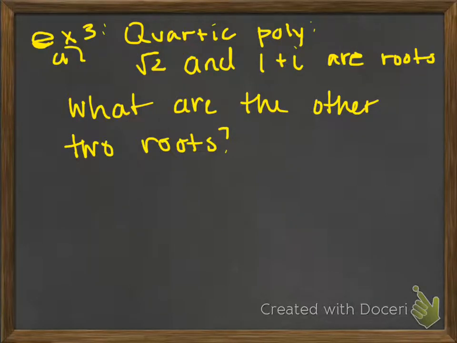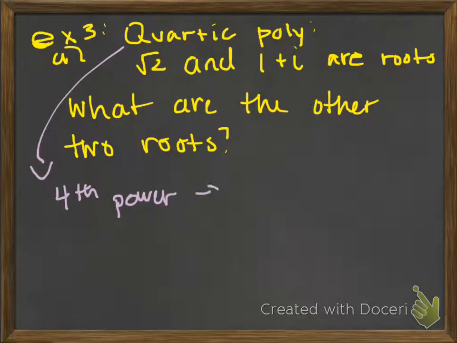So for the first example, they're telling you it's a quartic polynomial. Quartic implies that it's to the 4th power. Okay, and if it's to the 4th power, that means I get 4 answers. And if I have 4 answers, notice in the problem they're giving you the square root of 2 and 1 plus i are roots. What are the other 2 roots?